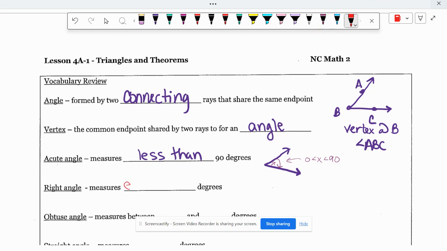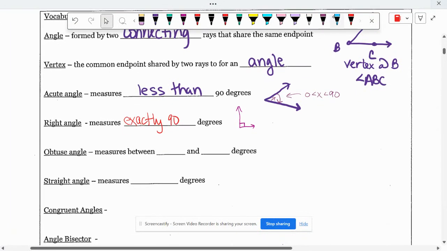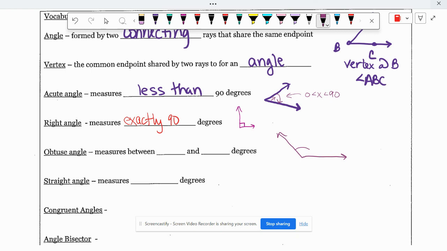A right angle measures exactly 90 degrees, and we show that we have a right angle by this mark right here on the inside, this little box. That means that it's exactly 90 degrees. An obtuse angle just means that the measure is between 90 and 180. So if I call this Y, 90 is less than Y is less than 180.